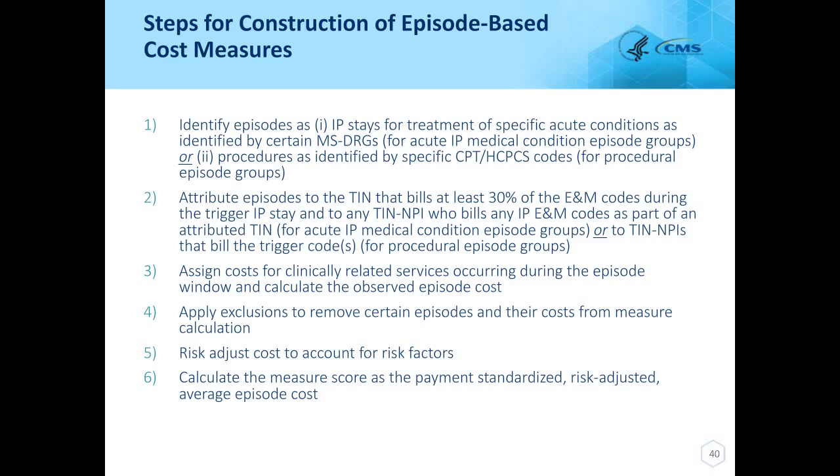For the next steps, we assign costs for the clinically related services, which we'll go through on the next slide with a diagram to calculate the observed episode cost. Next, we apply a set of exclusions to remove certain episodes. These include exclusions for data cleaning to ensure that we have complete information for all the beneficiaries, as well as measure-specific exclusions to remove small groups of clinically distinct patients where meaningful comparisons can't be made with the larger cohort. We then risk adjust to account for patient factors.